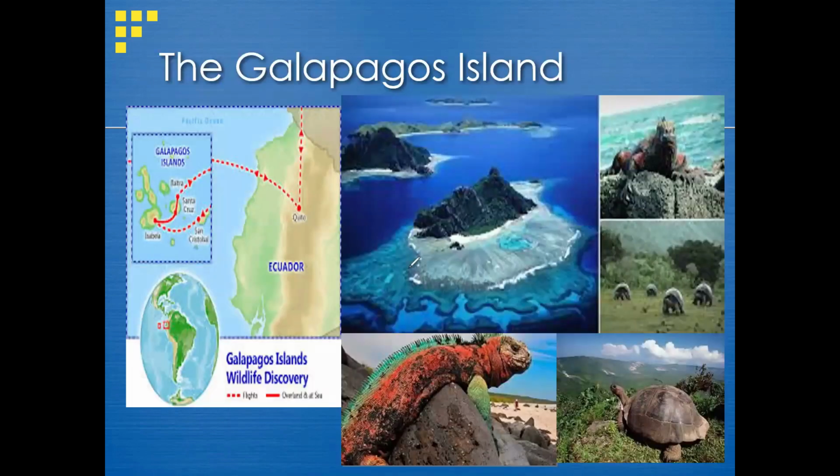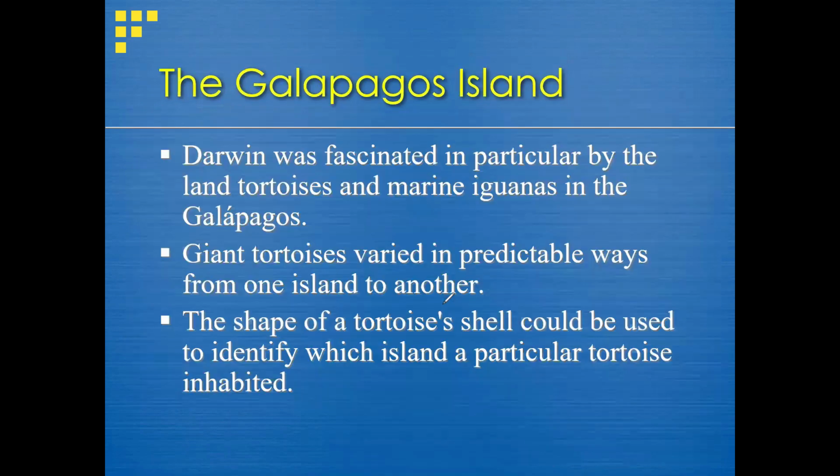So this is the Galapagos Island where he visited. You see there are snails, there is an island. So, Galapagos Island wildlife discovery. We are going to see what he was able to observe in the Galapagos Island. In the Galapagos, Darwin was fascinated in particular by land tortoises and marine organisms. So he was fascinated by the land tortoises and the marine organisms that are found in the Galapagos.